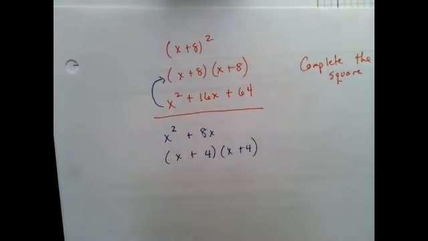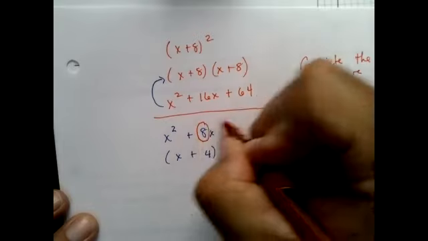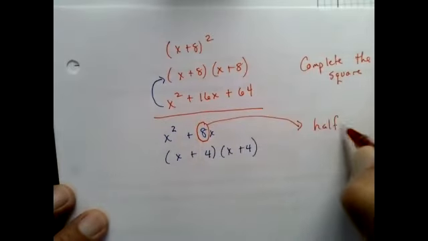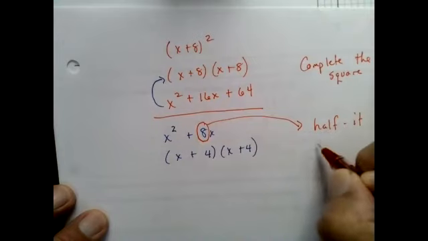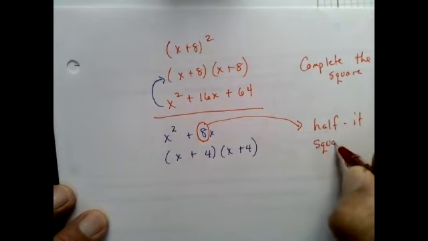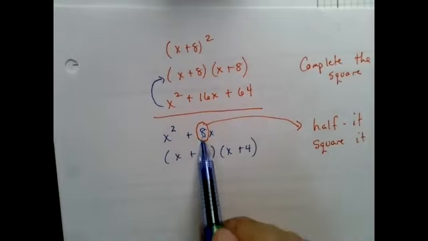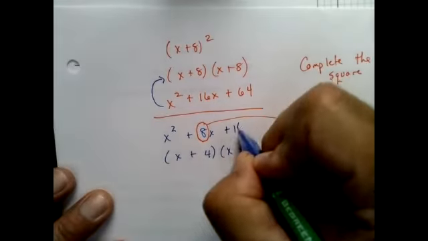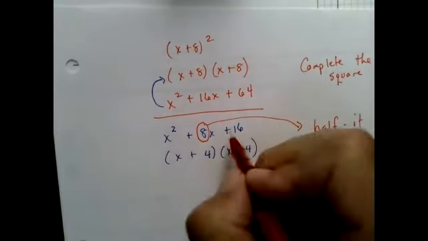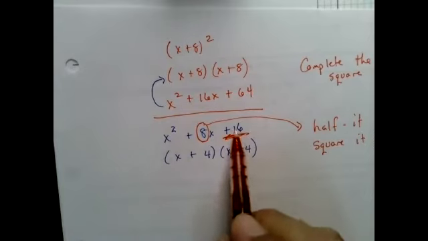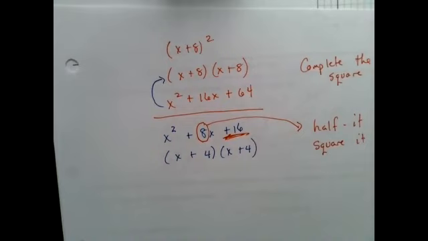So I'm going to take this number, and I said this before, I'm going to half it, square it. I took half of 8, I got 4, and when I squared it, I get 16. That was my missing number here. You're going to see this come into play with circles big time. Now, when I put a 16 there, I was able to get a perfect square.